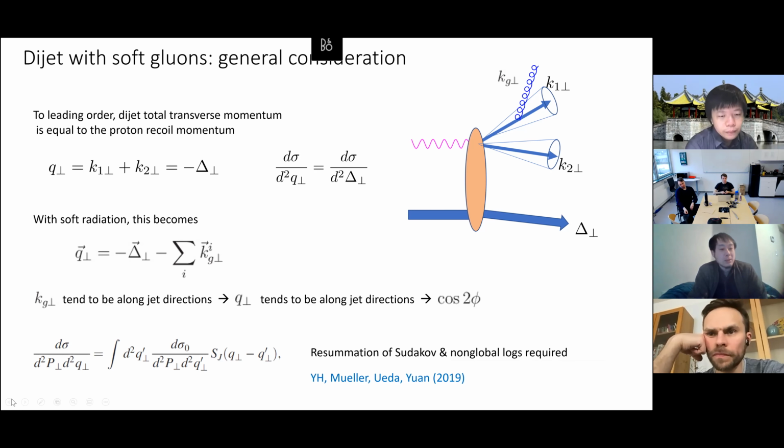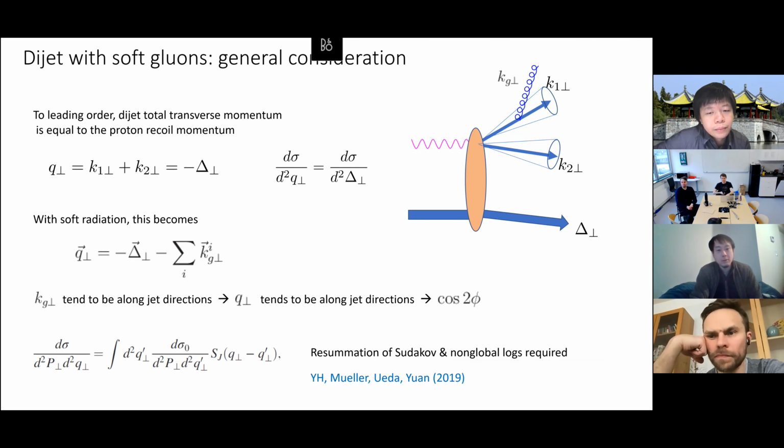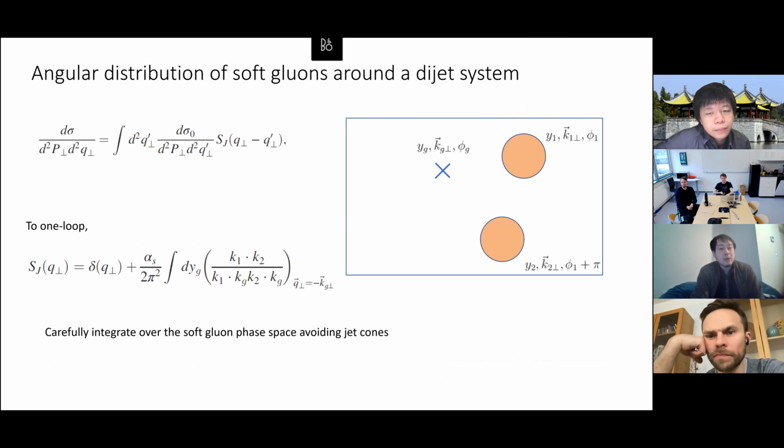So what is actually measured in the experiment, d sigma dq perp, is a convolution between the primordial q perp prime distribution and some soft factor. You have to calculate this soft factor in perturbative QCD by doing a resummation, and that's basically what we have to do now. So here's the one loop consideration. Let's emit just one soft gluon and calculate this soft factor S.